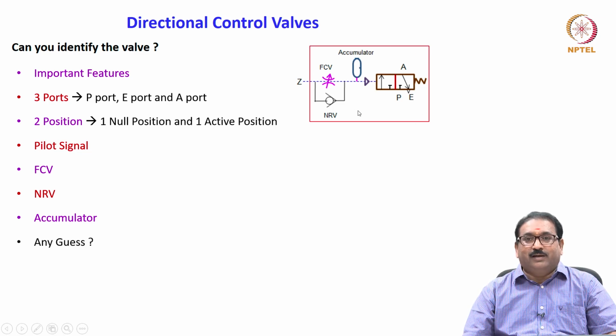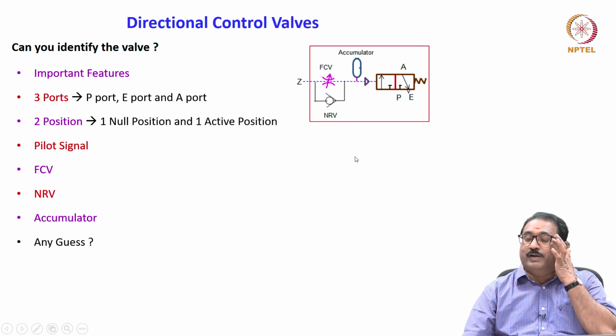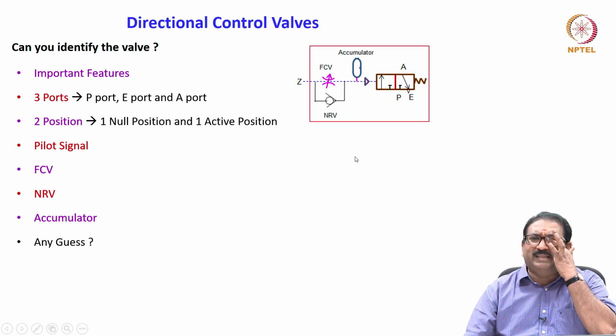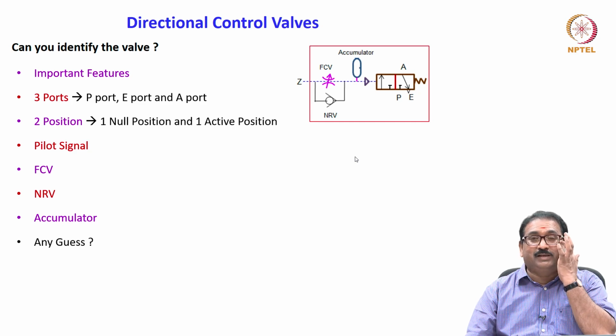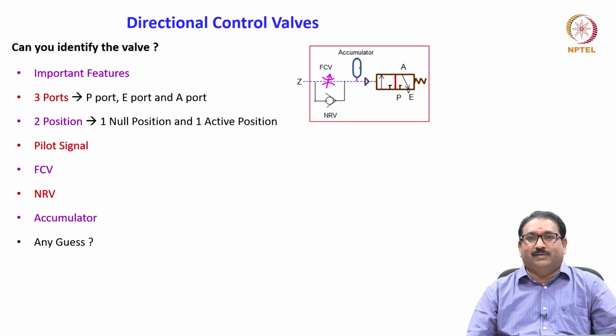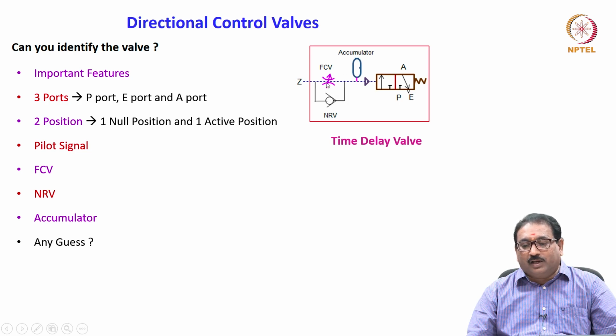Any guess what type of valve it is? I already told you many things here. Can you please tell me which type of valve it is? Yes, it is a time delay valve, meaning the actuation of this is based on the throttling, how much you are keeping to fill the accumulator.